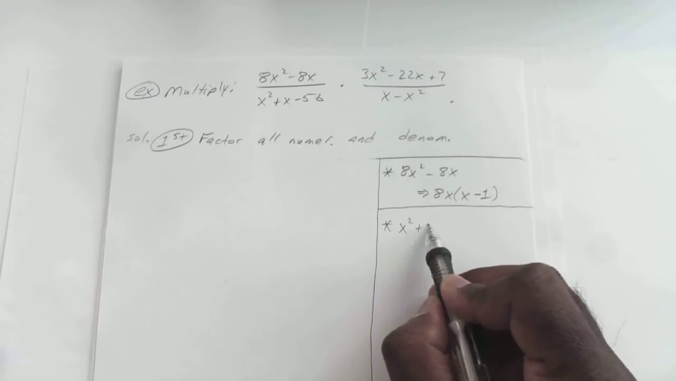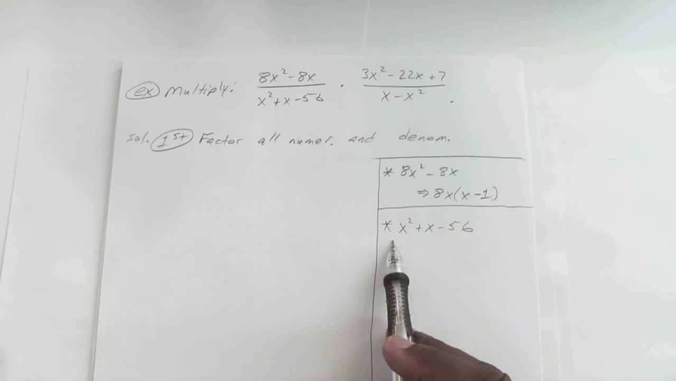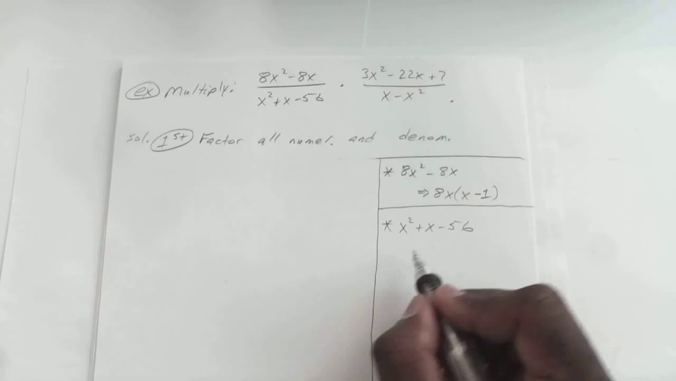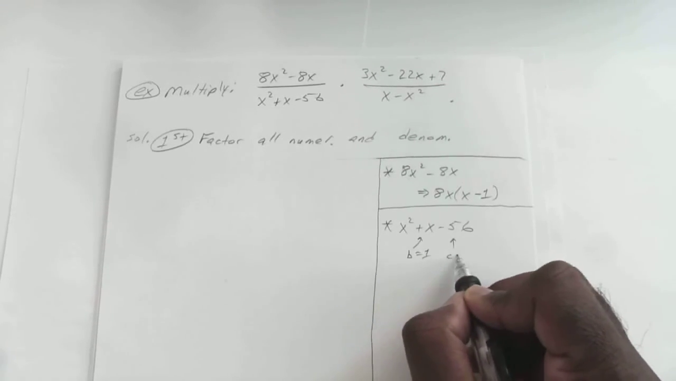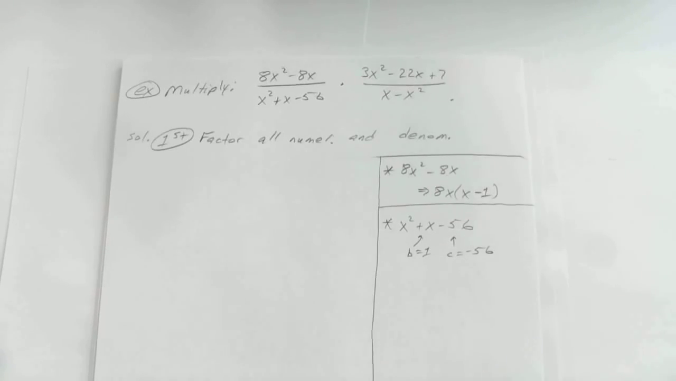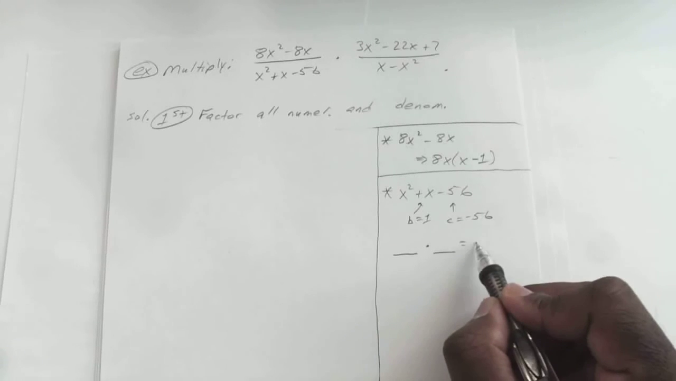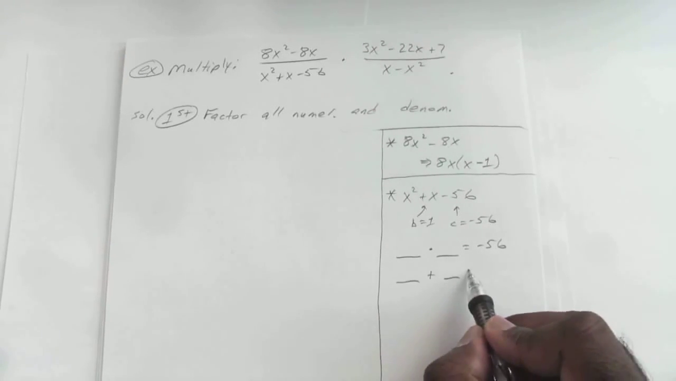Now for our x squared plus x minus 56, we don't have anything in front of the x squared, so we can just use the basic factoring where our b is equal to 1 and our c is negative 56. Just have to find two numbers that multiply to equal our c, and our same two numbers add to equal our b.